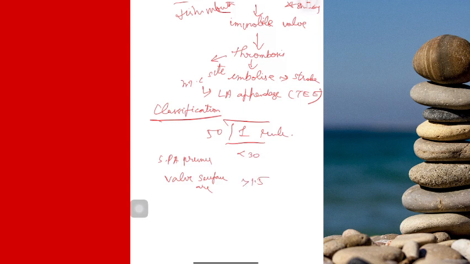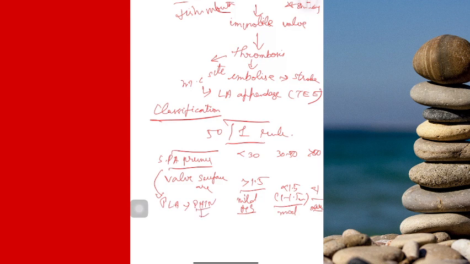your valvular surface area is more than 1.5, you call it mild MS. If your pulmonary artery pressure is around 30 to 50 and your valve area is less than 1.5 centimeter square, that is around 1 to 1.5 centimeter square, then you call it moderate MS. If you have a pulmonary artery pressure of more than 50 and your valve area is less than 1, it is called severe MS. Why do you have an increase in your pulmonary artery pressure in MS? Because there is going to be an increase in your LA pressure, and increase in LA pressure means you have pulmonary hypertension, and pulmonary hypertension is best measured with the help of the pulmonary artery pressure.